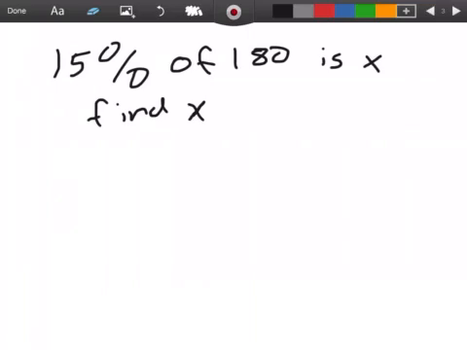15% of 180 is x. Find x. So what we would do is we would put 15 over 100. That's basically the fraction number because percent is anything over 100. So 15 over 100. You don't need to write the percent sign. That's how much 15% equals: 15 over 100. So 16% would equal 16 over 100. So 15 over 100, of means times, if you've ever seen an equation.